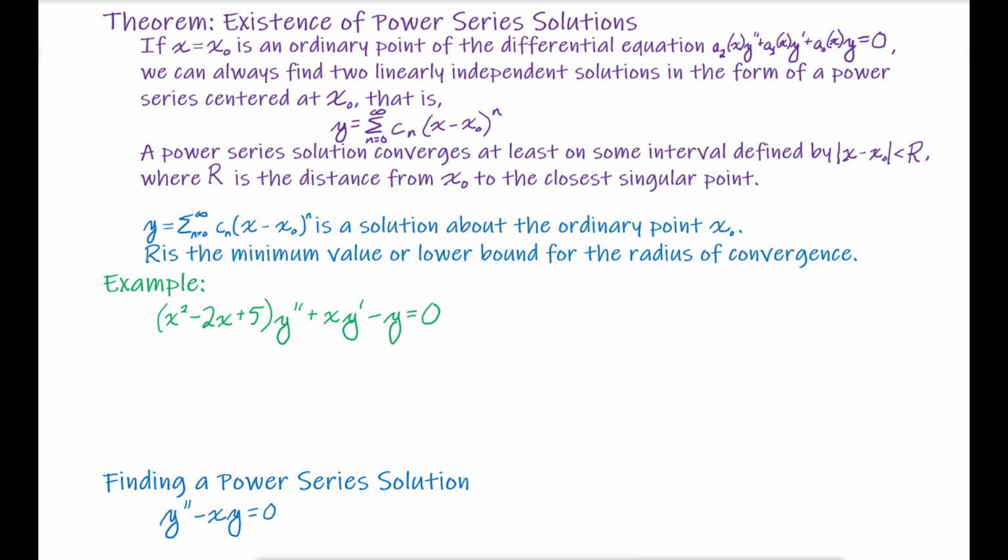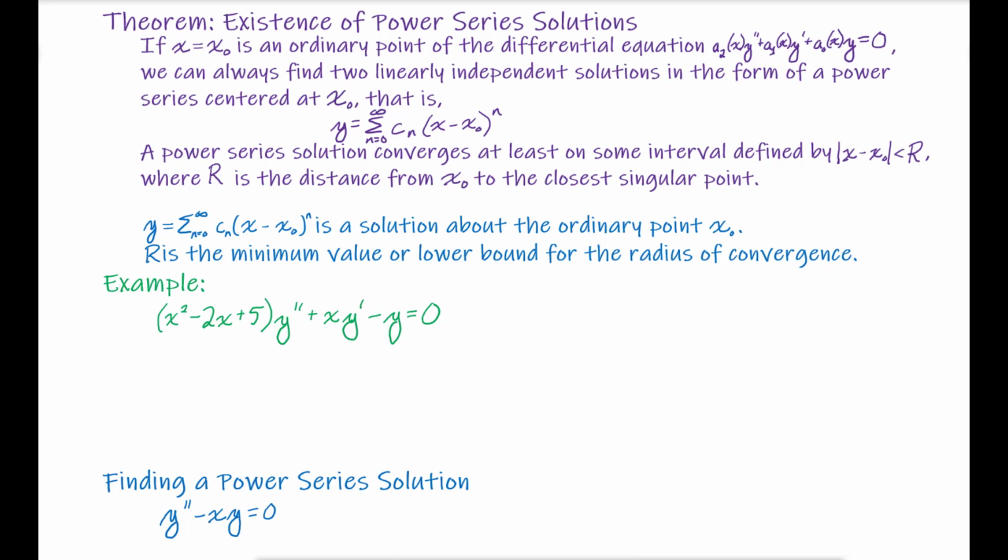That is, our power series solutions would look like y equals the sum from n equals 0 to infinity of c sub n times the quantity x minus x naught raised to the nth power. A power series solution converges at least on some interval defined by the absolute value of x minus x naught is less than r, where r is the distance from x naught to the closest singular point. R is our radius of convergence in this case for this power series.